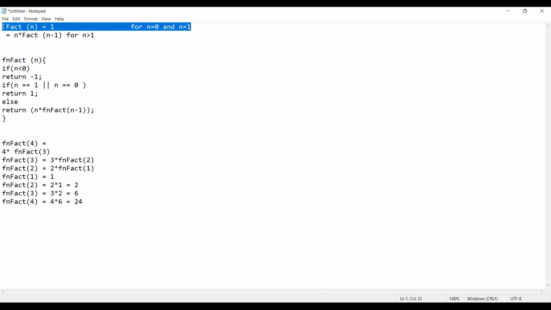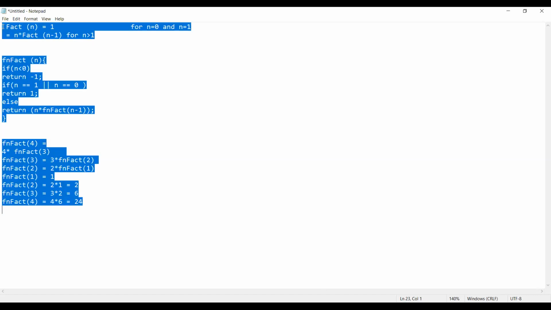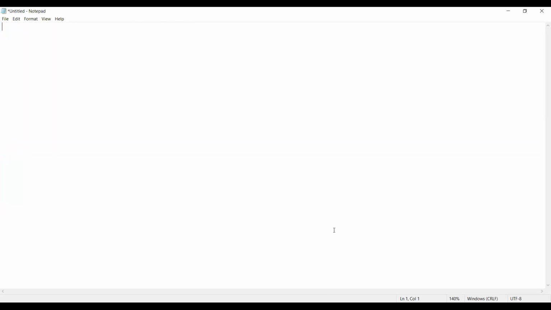Now in the next case we have to consider another recursive function for calculating the GCD of two numbers. According to Euclid's algorithm, the recursive definition of the GCD value of two positive integers x and y is as follows. Here I write down this in the notepad. So this is the first condition.